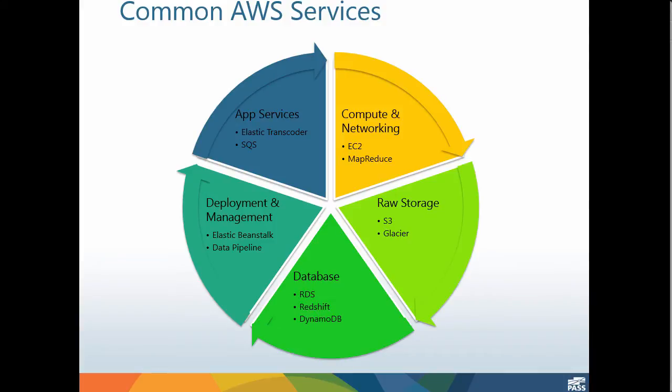As I mentioned in the introduction, I'm going to focus in this screencast on the AWS services that I actually use. There are a plethora of services, and this will just be a subset because these are the ones I know, basically. From a high level, we start on the right with compute and networking, and I've worked with EC2, which is virtual machines, and MapReduce, which is Hadoop on demand. Also, of course, I work with raw storage, which is usually S3 or Glacier.